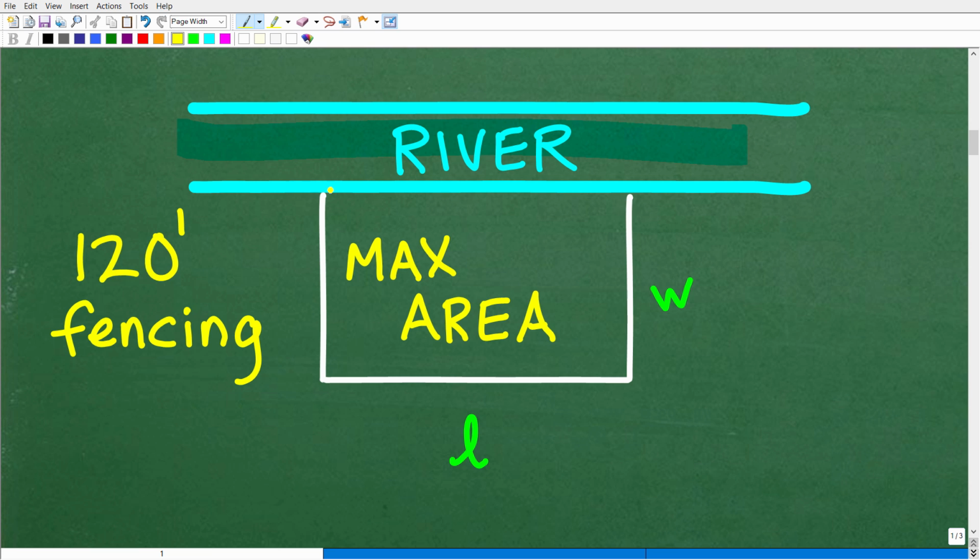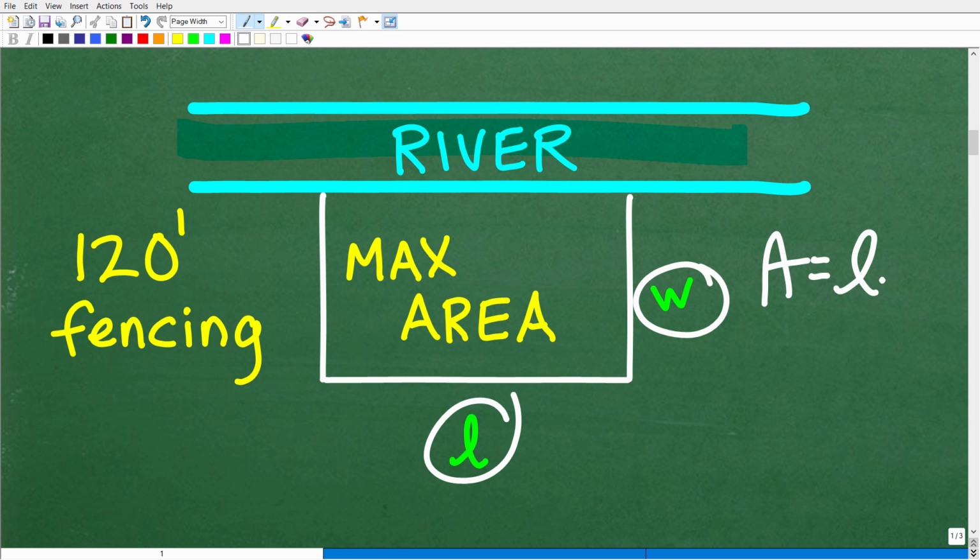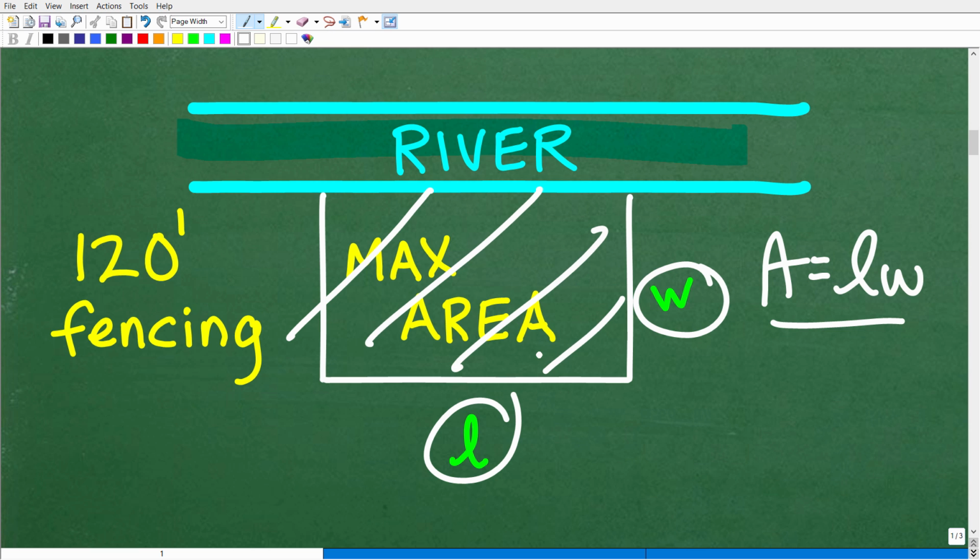Now again, the river is going to be the back of this enclosure, right? So we don't need this other fence part right there. So we have three sections to make up from this 120 feet of fencing. Now, the maximum area is going to be the width times the length, right? Because the area of a rectangle is length times width. So we need to figure out the maximum area.